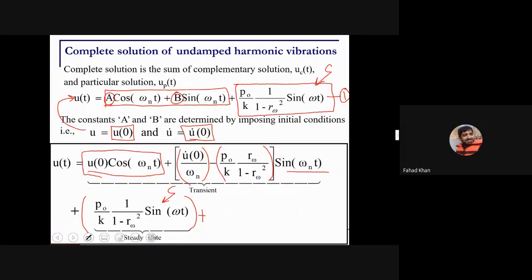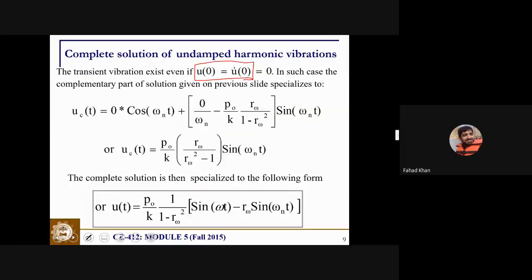So let's see, this whole term will vanish here because the initial displacement is 0 and the velocity term is also 0, and so you will have only this part in the transient solution, and you will have this remaining part as the steady state solution. So our equation will reduce to this form. You have this 0 displacement, and the initial velocity is 0. So the complementary solution will reduce to this, and the total solution will take this specialized form.